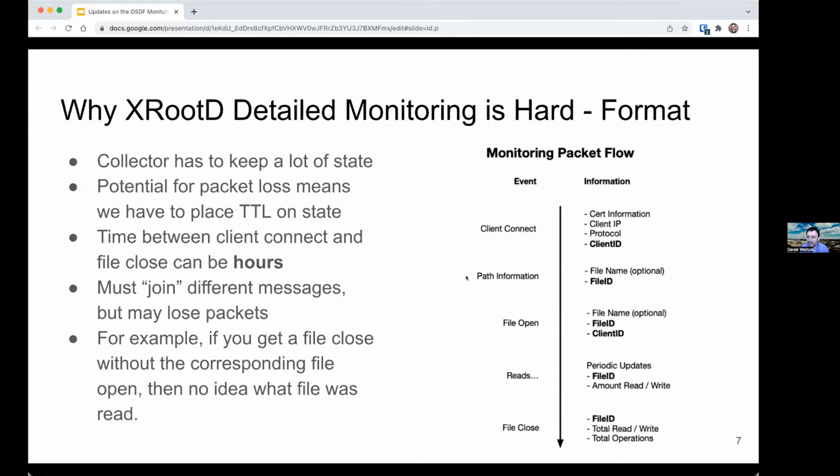And therefore, to get the full picture of what a client did on a server, the files that the client opened and how much they read, you have to join all these different packets, which can come hours between the client connect and the file close. So you join all this, and if you're missing any one of them, then you are missing a significant amount of data. For example, if you miss the file open, then you have no idea what client opened this file. You also don't know what file was actually opened because you missed the file name. And so a lot of the times before the shoveler, we would get maybe a client connection, and then we would never get a file open, and we just got a file close. So we know that some file was read, 100 megabytes, and how many read operations, but we have no idea who read it. We have no idea what file was actually read. And so this is the reason that the detailed monitoring is difficult to parse.